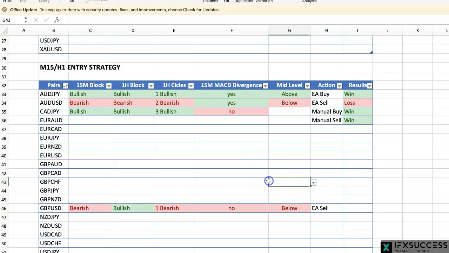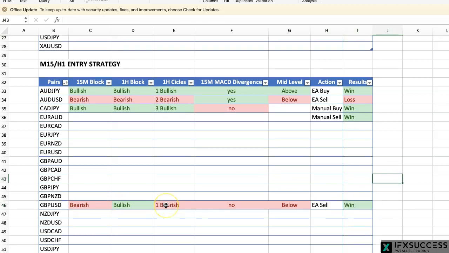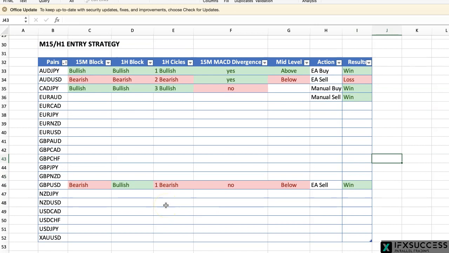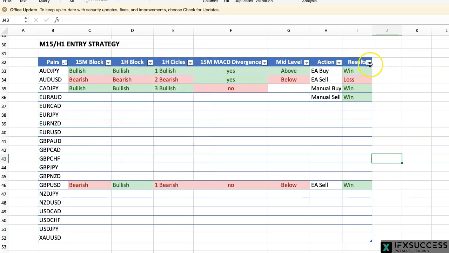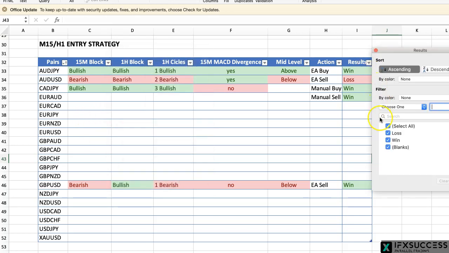I hope this is helpful in win or loss. And then that's it. Just kind of keep track of what you're doing. This will help you keep track. You can even filter this out to show you only what's bullish or bearish, or you can filter out your results, which ones were your losses.